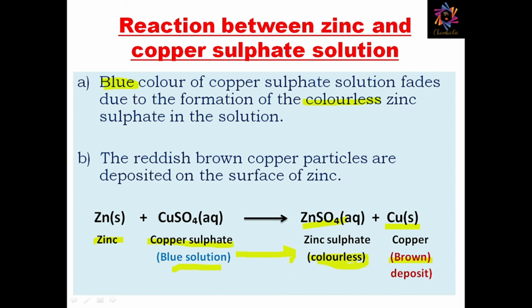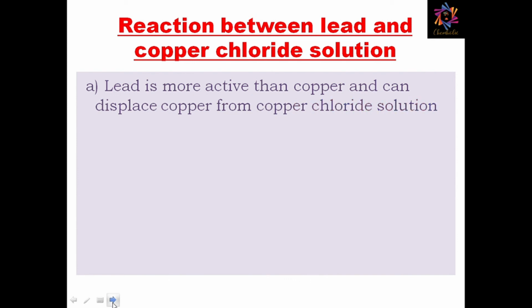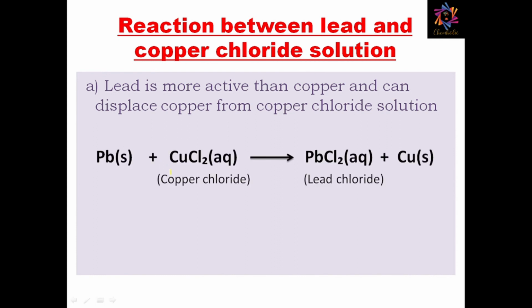And there are many examples of this reaction. On a similar note, let's have a look at another reaction, of lead and copper chloride solution. So now we'll see a reaction between lead and copper chloride. Lead is more reactive than copper. So if lead is placed in the copper chloride solution, which is white in color, it will displace copper and form another salt solution, lead chloride, and copper. So this is the simple displacement reaction that you need to understand.